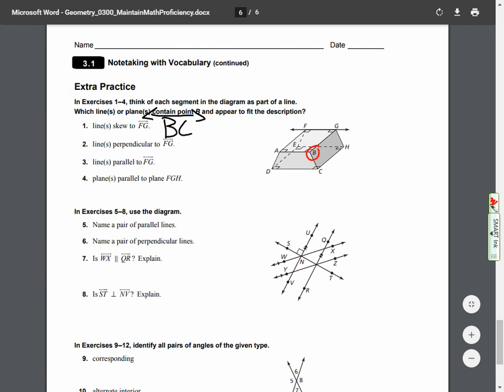Okay. Number 2, lines perpendicular to FG. Okay, so it contains B and is perpendicular to FG. Perpendicular means intersecting at 90 degrees. Right here they have that 90-degree sign. Okay, so this line right here is perpendicular to FG. And that's line BG.